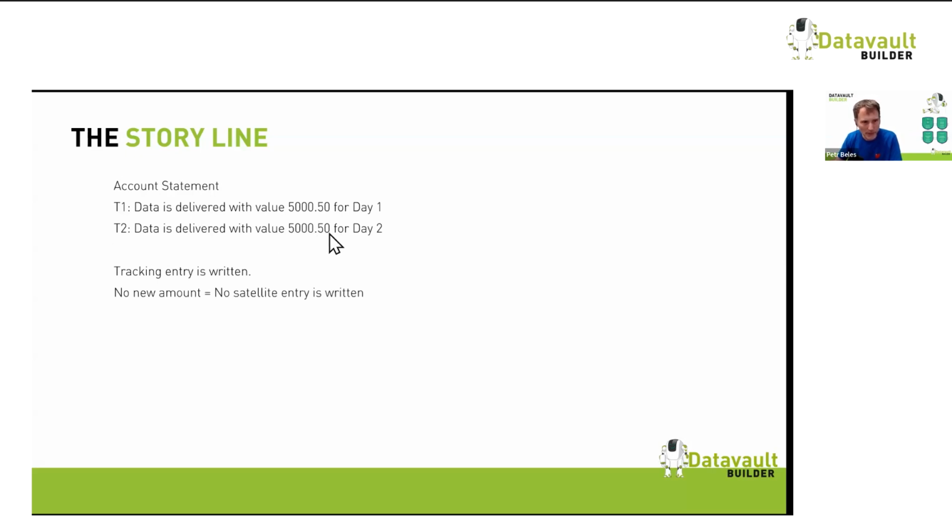So what we do is we say, we don't need to write this value. It's the same as the day before. So we don't write into the satellite, but we need to write into our tracking satellite. We have seen for our customer on day two a value. Because it's the same, we don't write a value, but we note we have seen it. And it's really crucial. Otherwise, we lose the track of auditability.